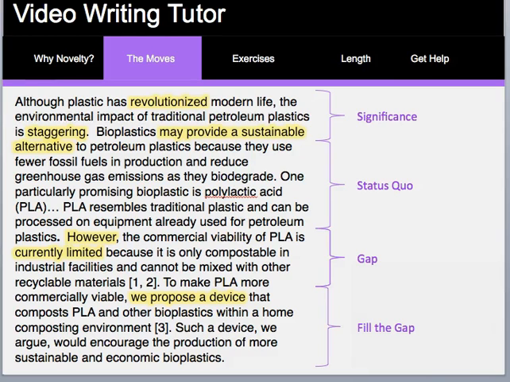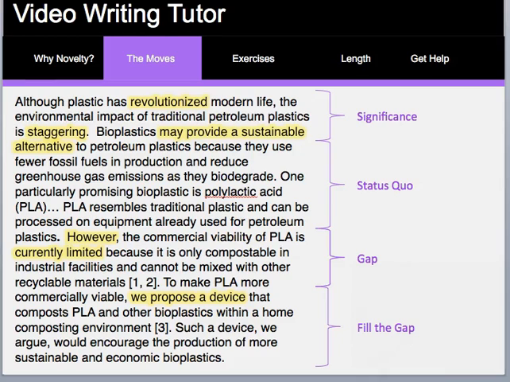We get our gap move next. However, the commercial viability of PLA is currently limited, because of these reasons, it's only compostable in certain conditions. Our problem, this is the gap. What is limited or what is problematic about this current state of affairs? And I should mention, "however" is a wonderful word to signal that gap. It really waves a flag and lets readers know this is something important that's coming up. We've been talking about one thing, now I'm really going to change the conversation.